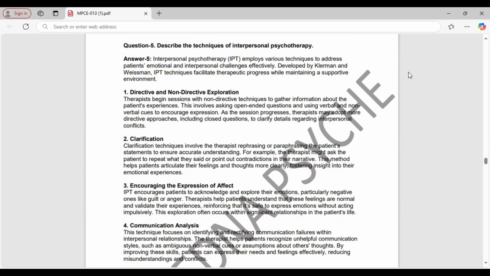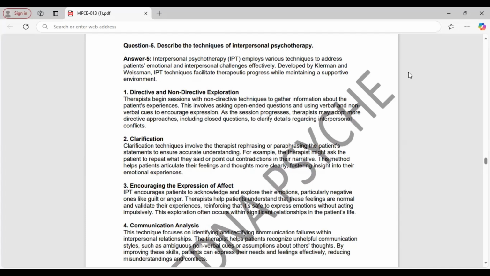Therapists start sessions with non-directive techniques using open-ended questions and cues to encourage patient expression. As sessions progress, they may shift to directive approaches, including closed questions to clarify interpersonal conflicts. Clarification. Therapists rephrase or paraphrase patient statements to ensure accurate understanding. This technique helps patients articulate their feelings and thoughts more clearly, fostering insight into their emotional experiences.